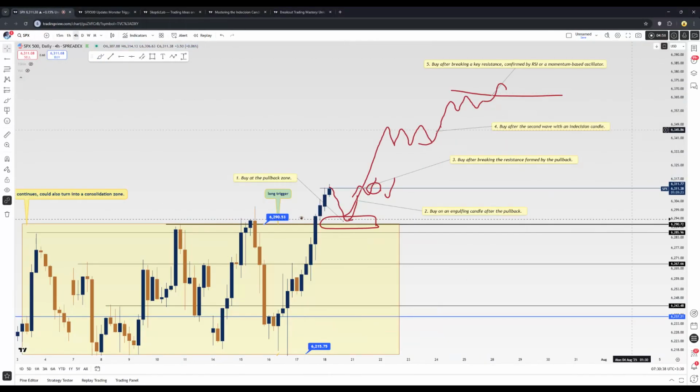Alright, those are the 5 ways to re-enter after missing a trigger without FOMO. In short, number 1, buy at the pullback zone. Number 2, buy on an engulfing candle after the pullback. Number 3, buy after breaking the resistance formed by the pullback. Number 4, buy after the second wave with an indecision candle. And number 5, finally, buy after breaking key resistance, confirmed by RSI or a momentum-based oscillator.